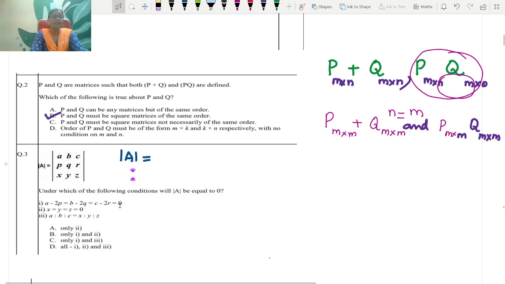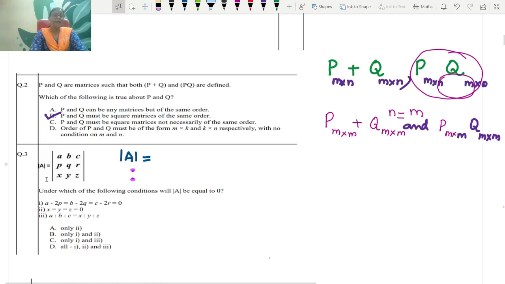तो जो फर्स्ट स्टेटमेंट है वो बोल रहा है कि A minus 2P, B minus 2Q and C minus 2R, ये तीनों जो है the difference that is equal to 0. And second statement says that x, y, z तीनों ही equal zero हैं. That means एक रो का एलिमेंट पूरा ही जीरो हो गया.